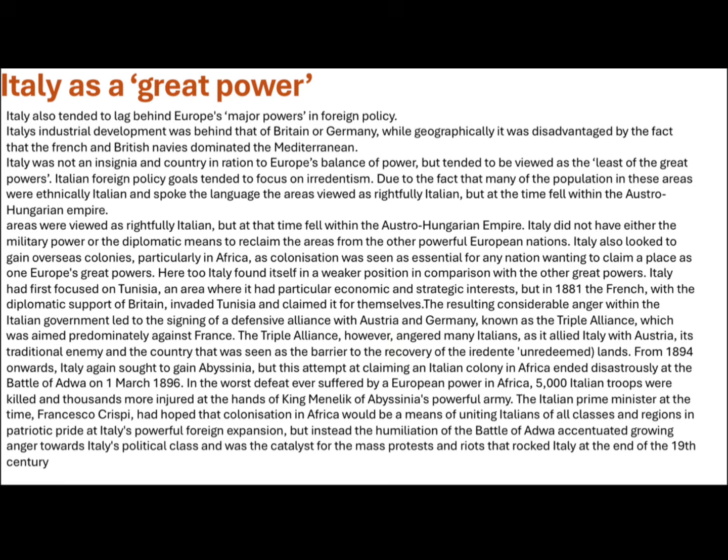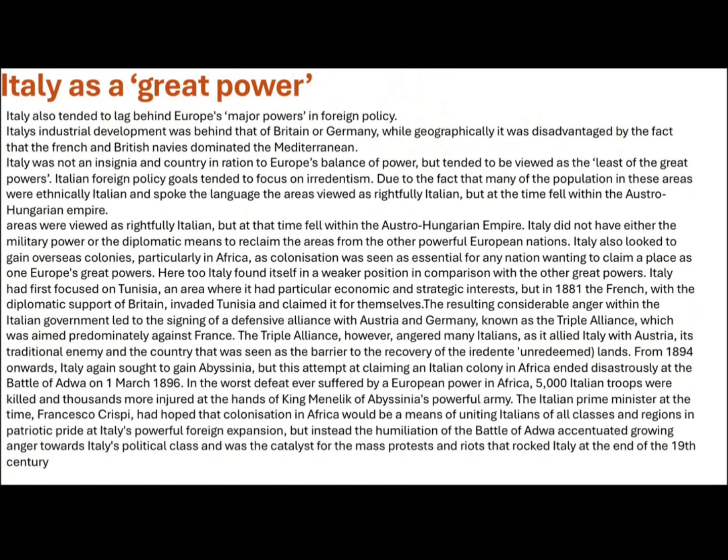Italian foreign policy goals tended to focus on irredentism, due to the fact that many of the population in these areas were ethnically Italian and spoke Italian. The areas were viewed as rightfully Italian, but at the time fell within the Austro-Hungarian Empire. Italy did not have either the military power or the diplomatic means to reclaim the areas from other powerful European nations.